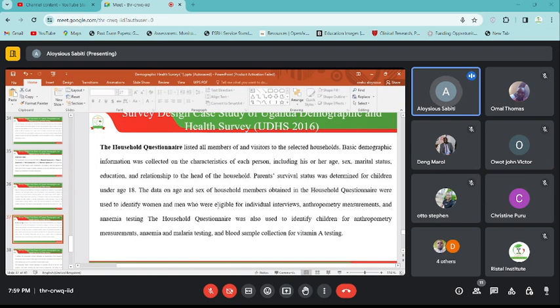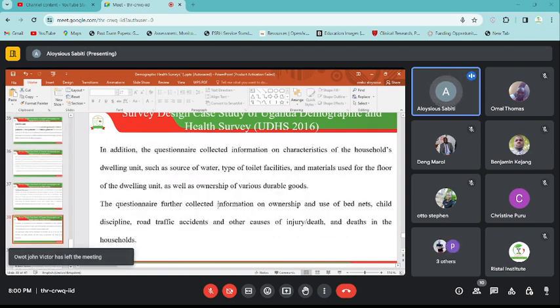So further, we're giving a description of how the questionnaire for the household was developed. The household questionnaire listed all members of the household and the visitors to the selected household. Basic demographic information was collected on the characteristics of each person, including his or her age, sex, marital status, education, and relationship to the head of the household. And that is how the household questionnaire was developed.